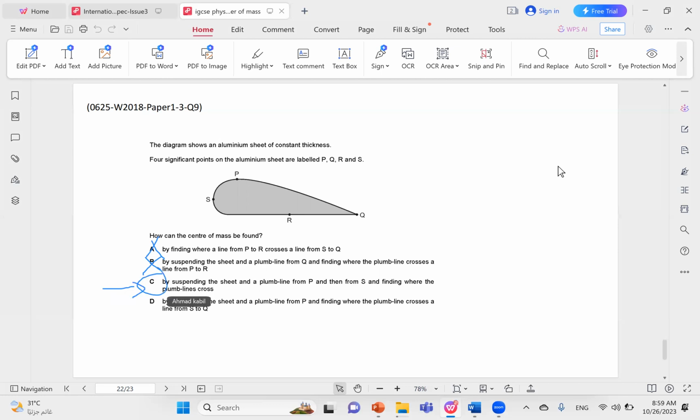The vertically downward line is called the plumb line, and we draw 2 of these and we see where they cross. So again, D is incorrect. You need 2 plumb lines and you need to see where they cross. So the correct choice here is choice C.